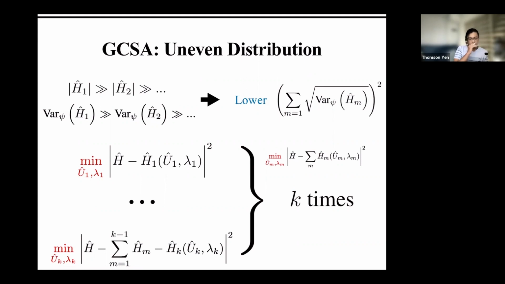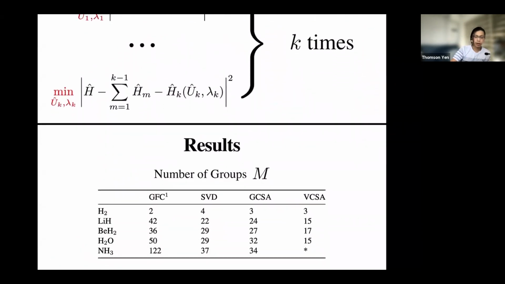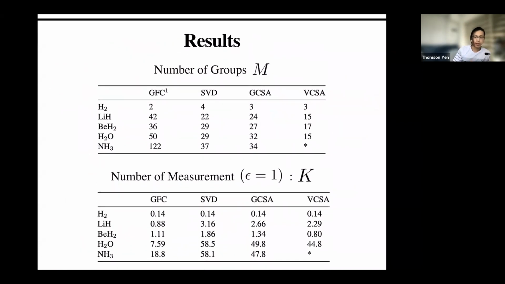So you can imagine that at the first step, because you're only minimizing a single fragment, most of the coefficients go to the first term. Compared to the case steps later, your H1 will generally have higher norm and coefficients and higher variances because of that. So these are the two modifications we did to CSA.